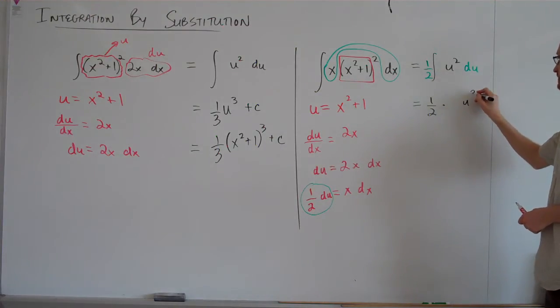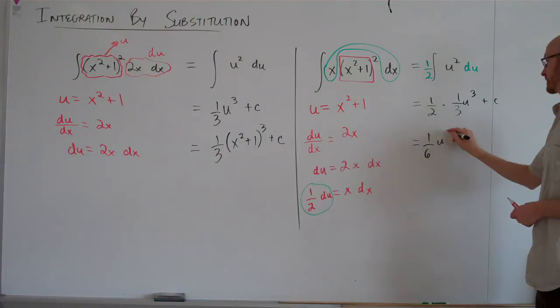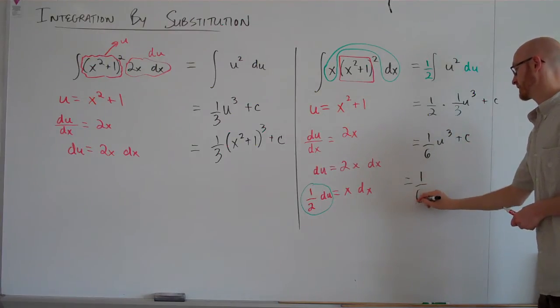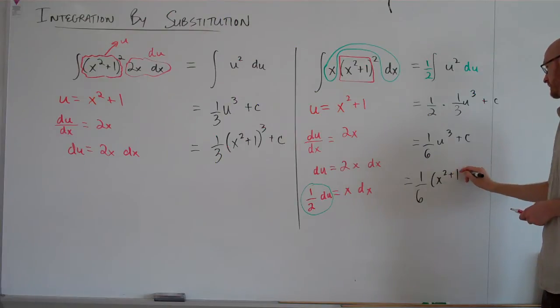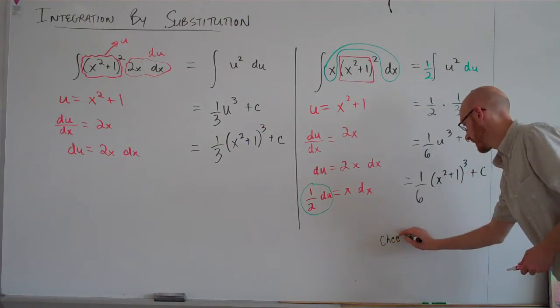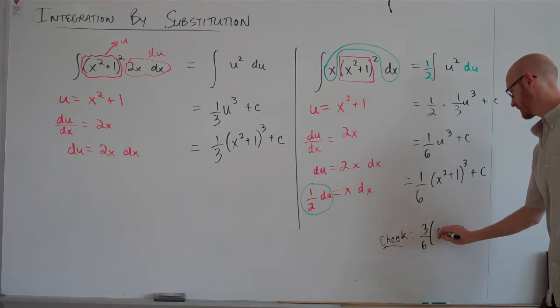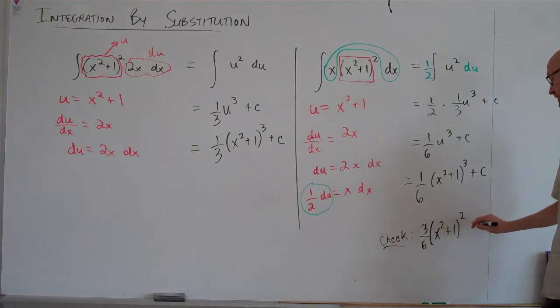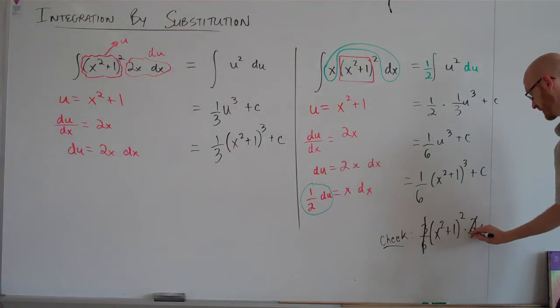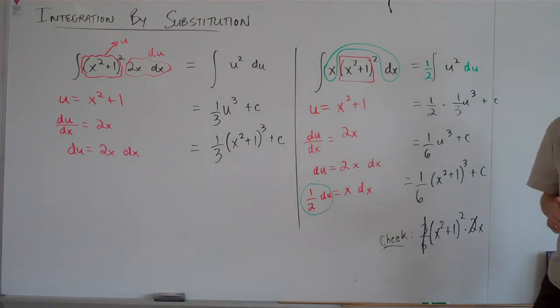And then that would be u to the third times 1/3 plus c, which is 1/6 u cubed plus c, which is 1/6 x squared plus 1 cubed plus c. And if you want to check, just do the derivative of that. It'll be 3/6 x squared plus 1 squared times 2x. 3/6 times 2, that's 1. Bam, bam. x squared plus 1 squared, x squared plus 1 squared, x. Done. Okay.